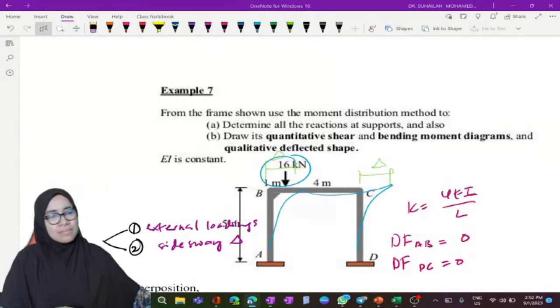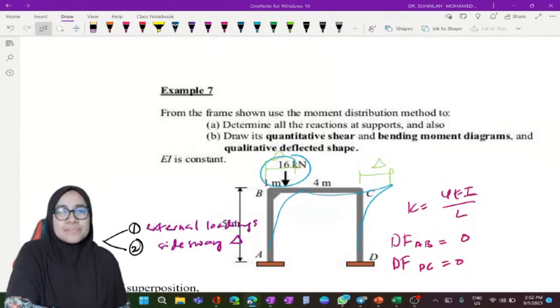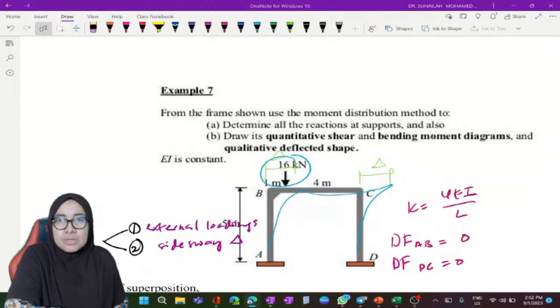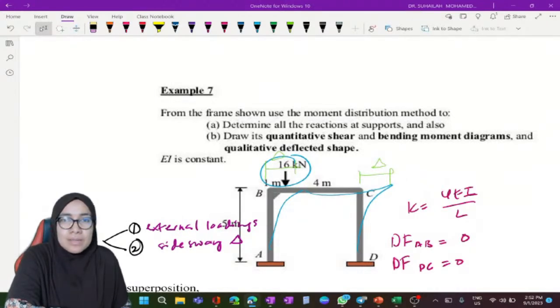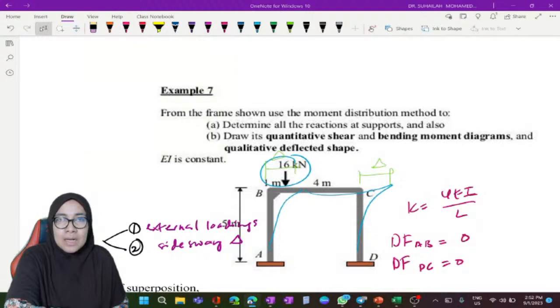Okay, we meet again in continuation towards the previous video, series number 1. This is frame analysis using moment distribution method. Okay, so in the first series, we have discussed about actually this question.